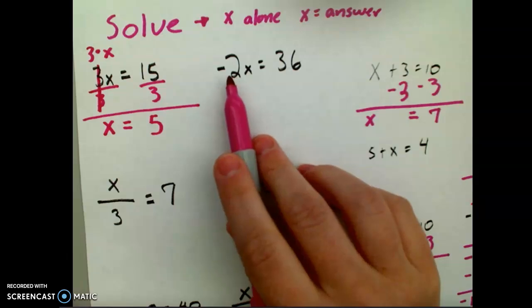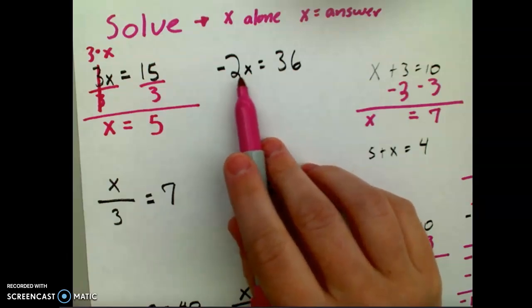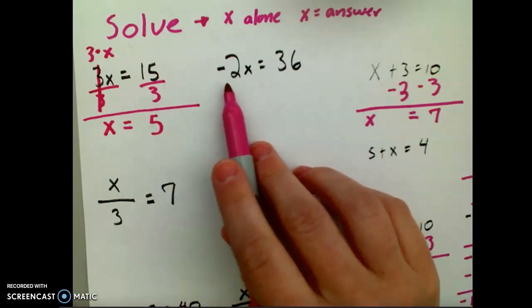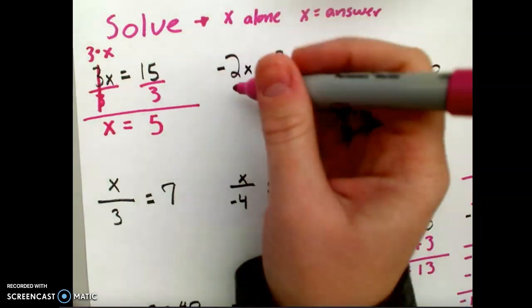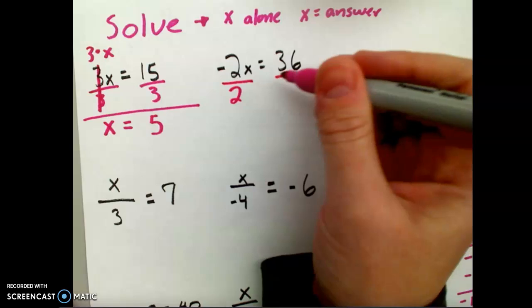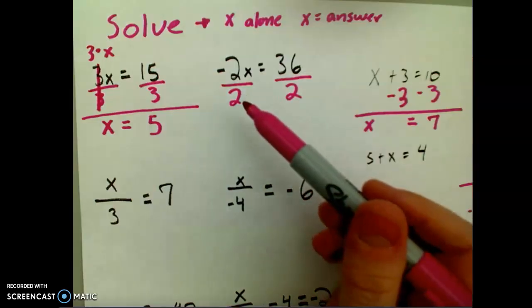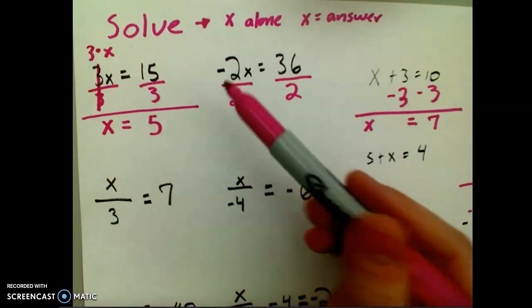The tricky part and the what if happens right here. Again, I have a number and it's being smushed up with the x, which means multiplication. However, this time the number is negative. And so while I know I need to divide, sometimes people get confused and they divide by the 2, but we forget the negative.